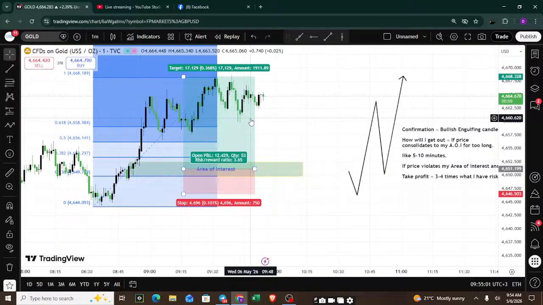So the idea behind my trade ideas is that we don't force trades, because the good trades will come to us, they will reward us, and they will give us an opportunity to get out before they reverse. Right?